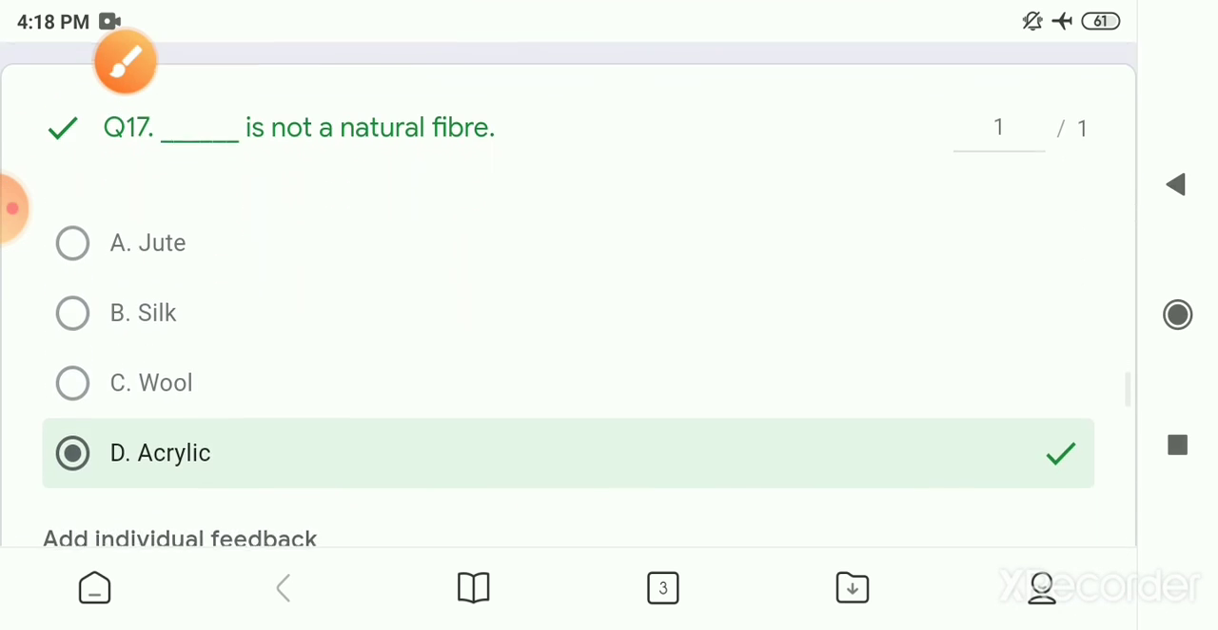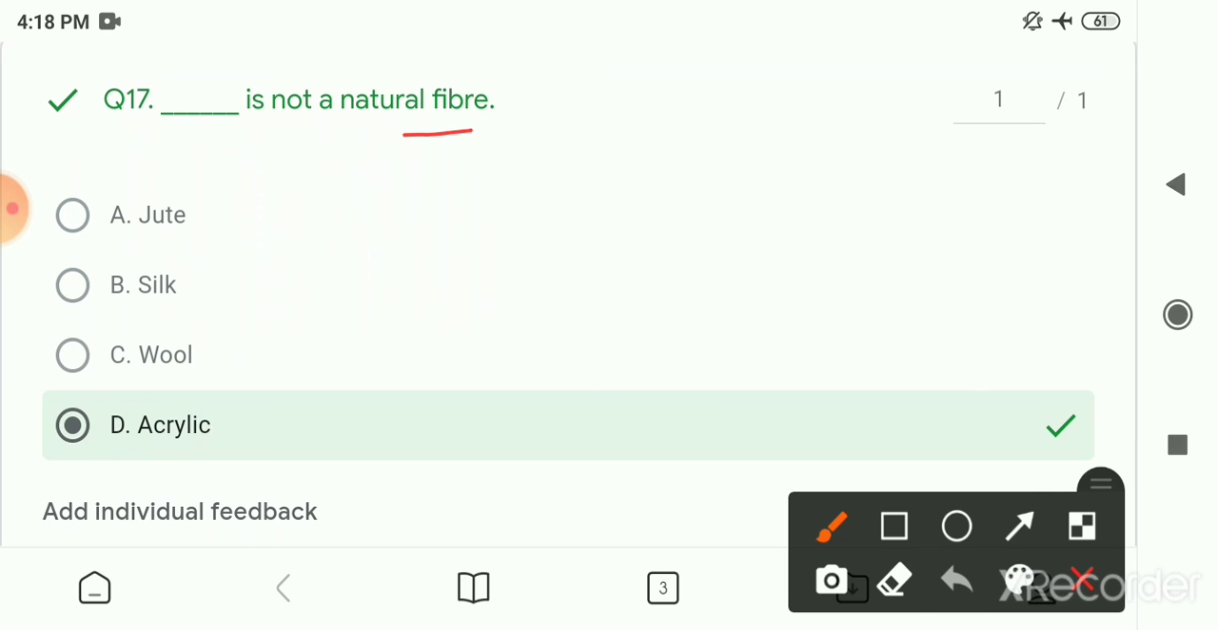Next is 17th number, blank is not a natural fiber. The options are jute, silk, wool or acrylic. So here your answer is option D, that is acrylic. Acrylic is a synthetic fiber. It is not a natural fiber. The rest of the options, that is jute, silk and wool, are examples of natural fiber.